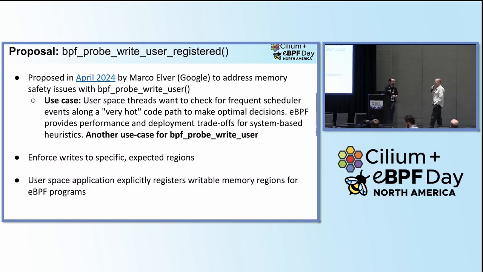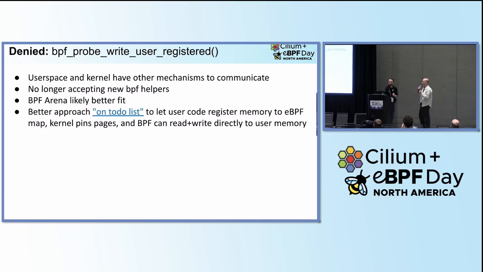So this was an interesting proposal by someone from Google, who said that they need a use case for this. What we know is that they're working on some high-performance scheduler where they need a fast way to communicate between the kernel and user space applications. So they use this helper, but because it's protected, they asked to introduce a new helper, bpf_probe_write_user_registered, where the applications register memory regions which are safe to write to. So it's not the full virtual address space of the process, but something that is carefully considered by the applications themselves. Unfortunately, that particular request was not accepted by the kernel, either as a new API or as a modification of the previous API.